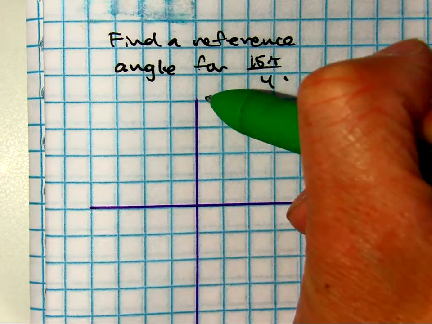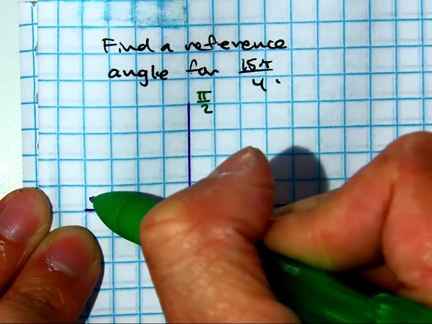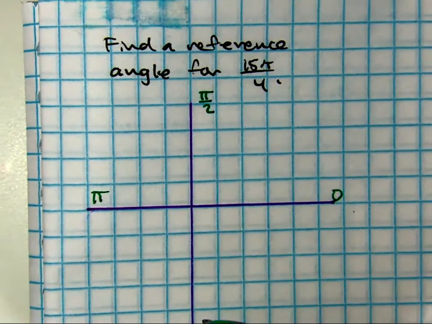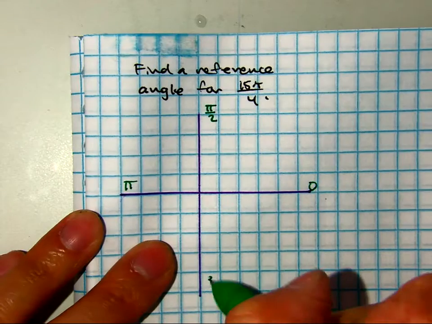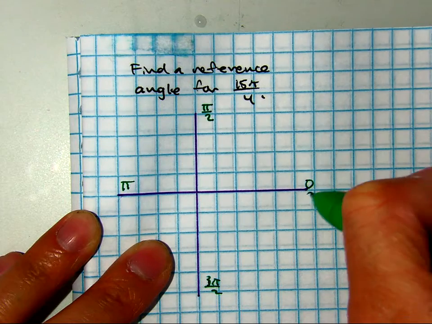0, pi over 2, pi. This one down here is 3 pi over 2. And this one is 2 pi.